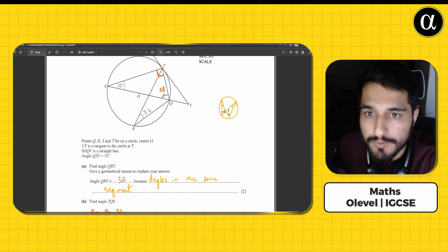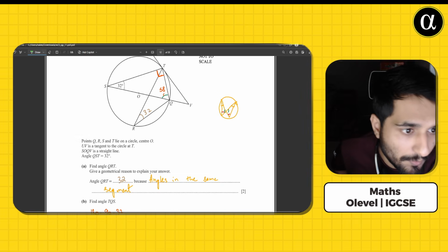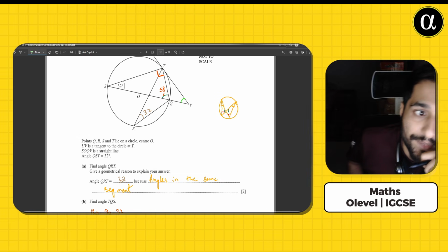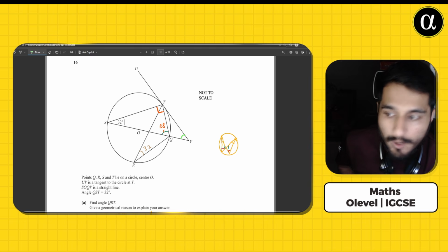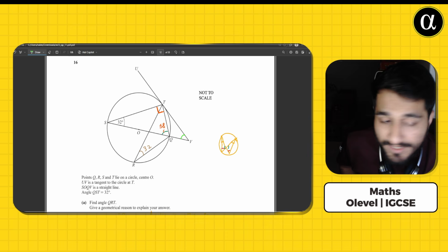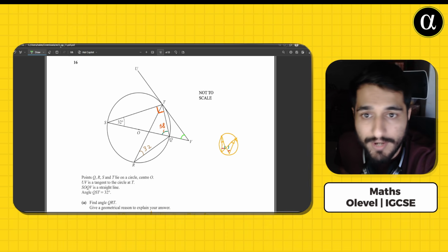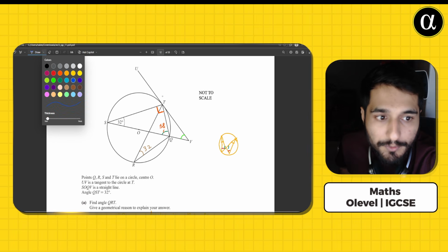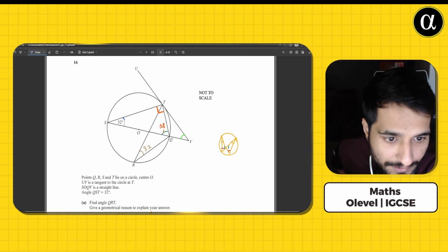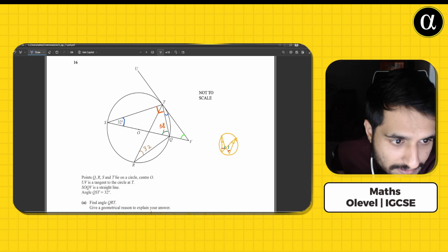Now we are supposed to find this angle. How do we find this angle? In order to find this angle, we should know what other properties we can see. Now we see a tangent and a triangle, so we can probably form the alternate segment theorem, and due to the alternate segment theorem, this angle 32 is going to be the same as this angle, and this would be 32, right?